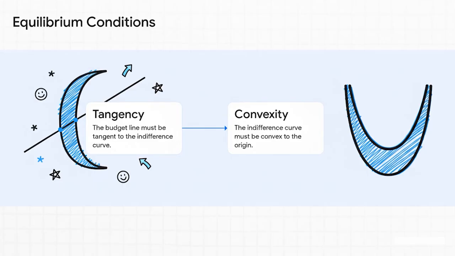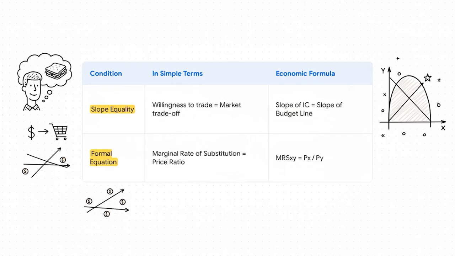Now, for this sweet spot to be truly the best, two specific conditions have to be met. First, that tangency. The lines have to just touch. And second, the curve has to be convex or bowed inward. This just makes sure we're actually at the top of our happiness hill and not accidentally stuck in a valley. So what does this mean mathematically? Well, it's actually pretty intuitive. It means that at this perfect spot, the rate at which you are personally willing to trade one good for another, that's your personal trade-off, is exactly equal to the rate at which the market forces you to trade them, based on their prices. It's where your personal valuation perfectly aligns with the market's reality.